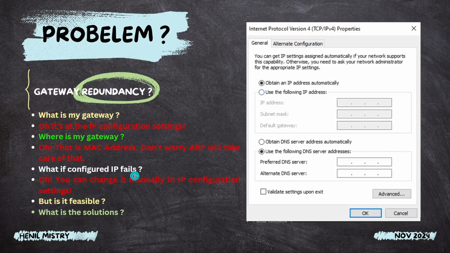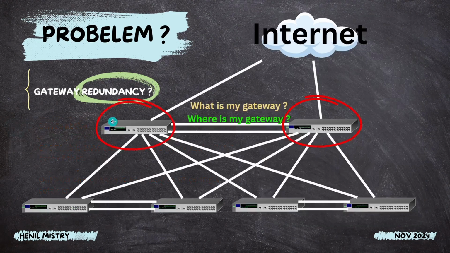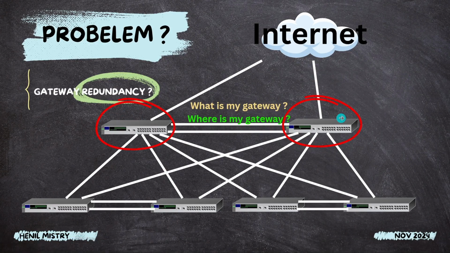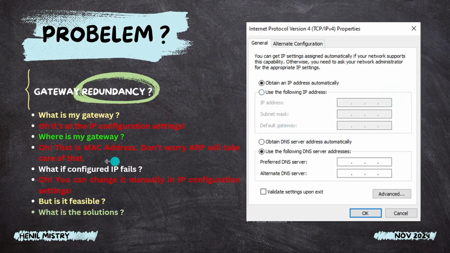And what if the configured IP fails? That is the problem. Let's say you have configured IP addresses on these two switches, and you have configured the IP settings to use this gateway. Let's say you have configured two IP addresses as gateways. What if one IP address fails? You need to change it manually to the second IP address, because you can't dynamically change the default gateway that is configured over here.